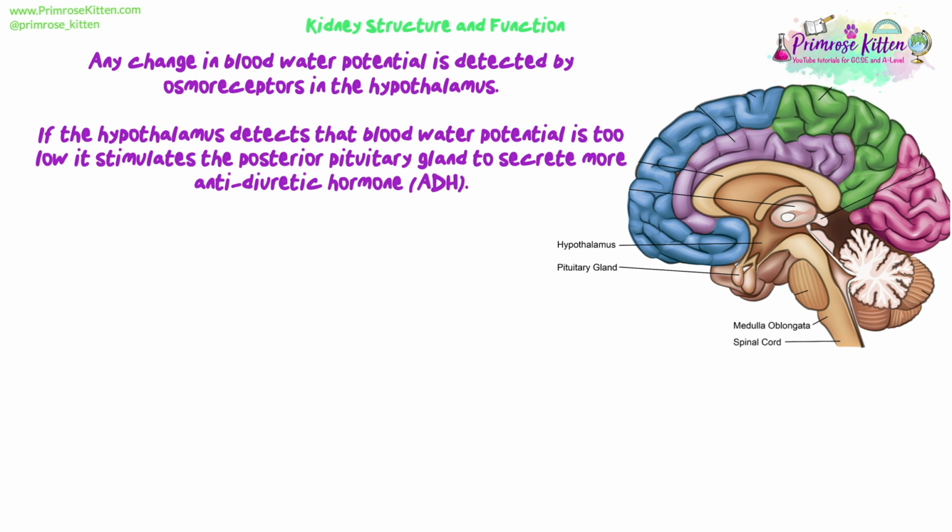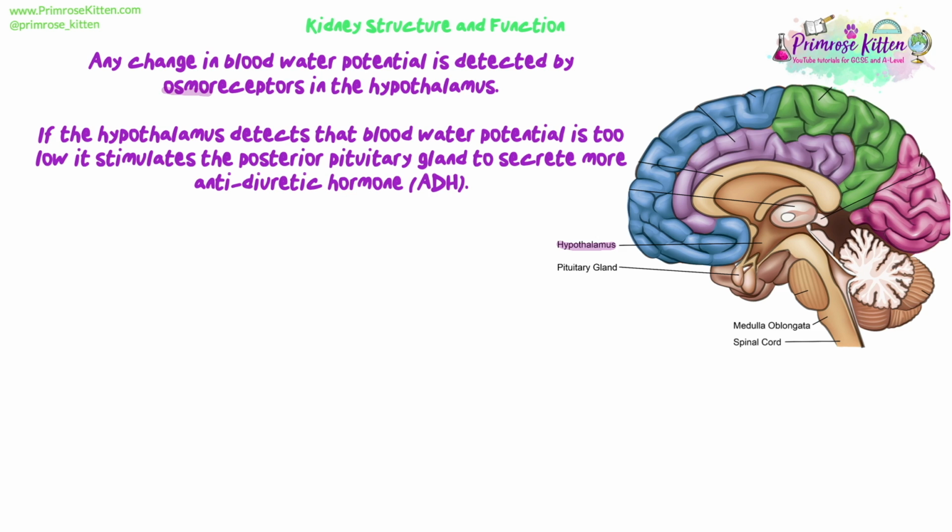So any change in blood water potential is detected by osmoreceptors in the hypothalamus. So osmo, coming from the same root as we talk about with osmosis. So they're detecting water potential of the blood, and they're located in the hypothalamus, which is a part of the brain we've already mentioned because that's where our temperature control center is. So if the hypothalamus detects that blood water potential is too low, for example, it's going to stimulate the posterior pituitary gland to secrete more of a hormone called antidiuretic hormone.